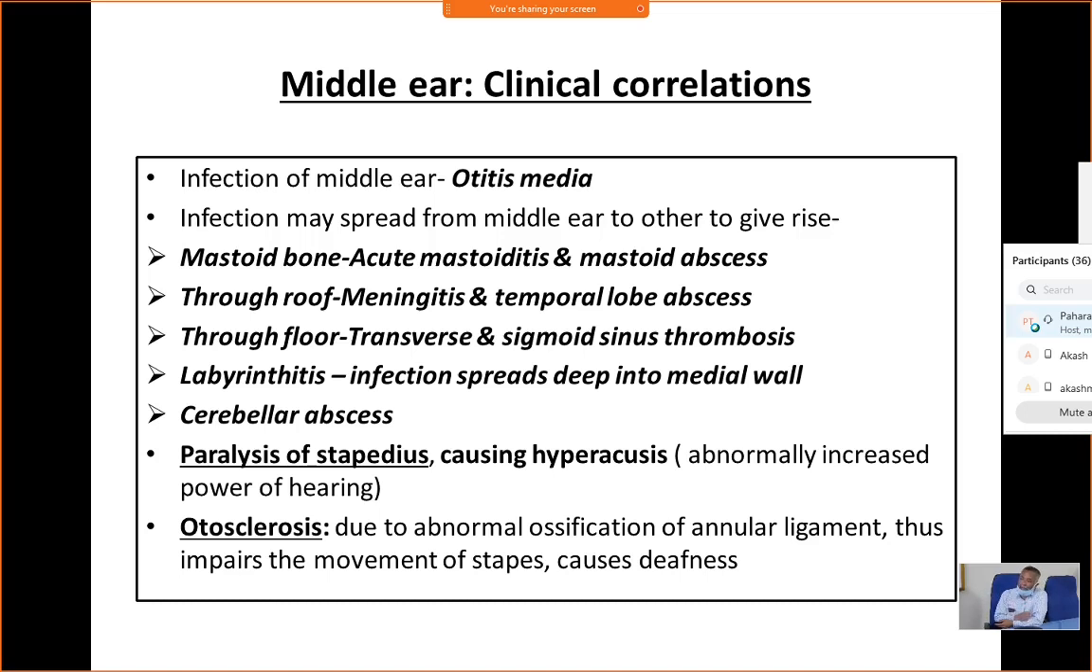Then otosclerosis. Now what may happen? Due to abnormal ossification of the annular ligament, which is the peripheral part of the tympanic membrane, which gets fitted to the bony wall. And again, all these ear ossicles are interconnected by means of some ligaments. So if these ligaments are abnormally ossified, what will happen? Ultimately there is impaired movement of the stapes or impaired movement of the ear ossicles, which may lead to deafness. That is called transmission deafness.